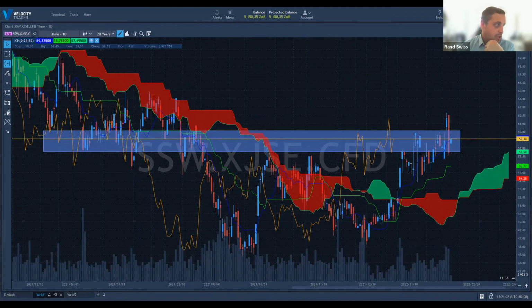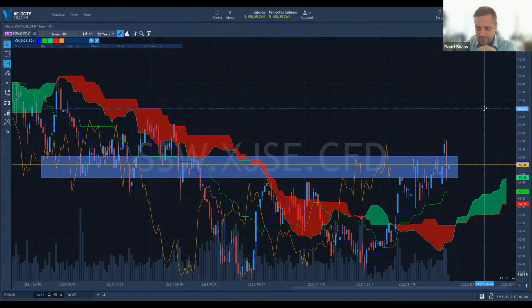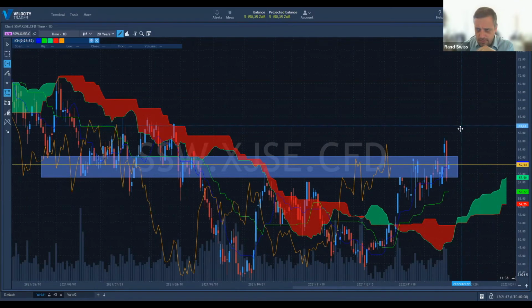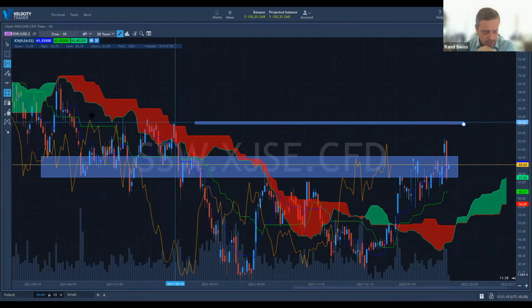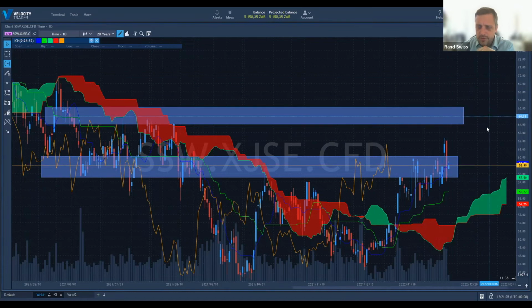So let's see. The individual asked, can this get to 65? So where is the next area of support and resistance? It looks to be at about there, to about there. So that's the next area for it to break. So yeah, can it go to 65? Definitely. It might struggle to get above 64, but probably 65. I can definitely see it getting to 65 because this is looking very bullish on the Ichimoku indicator at the moment.